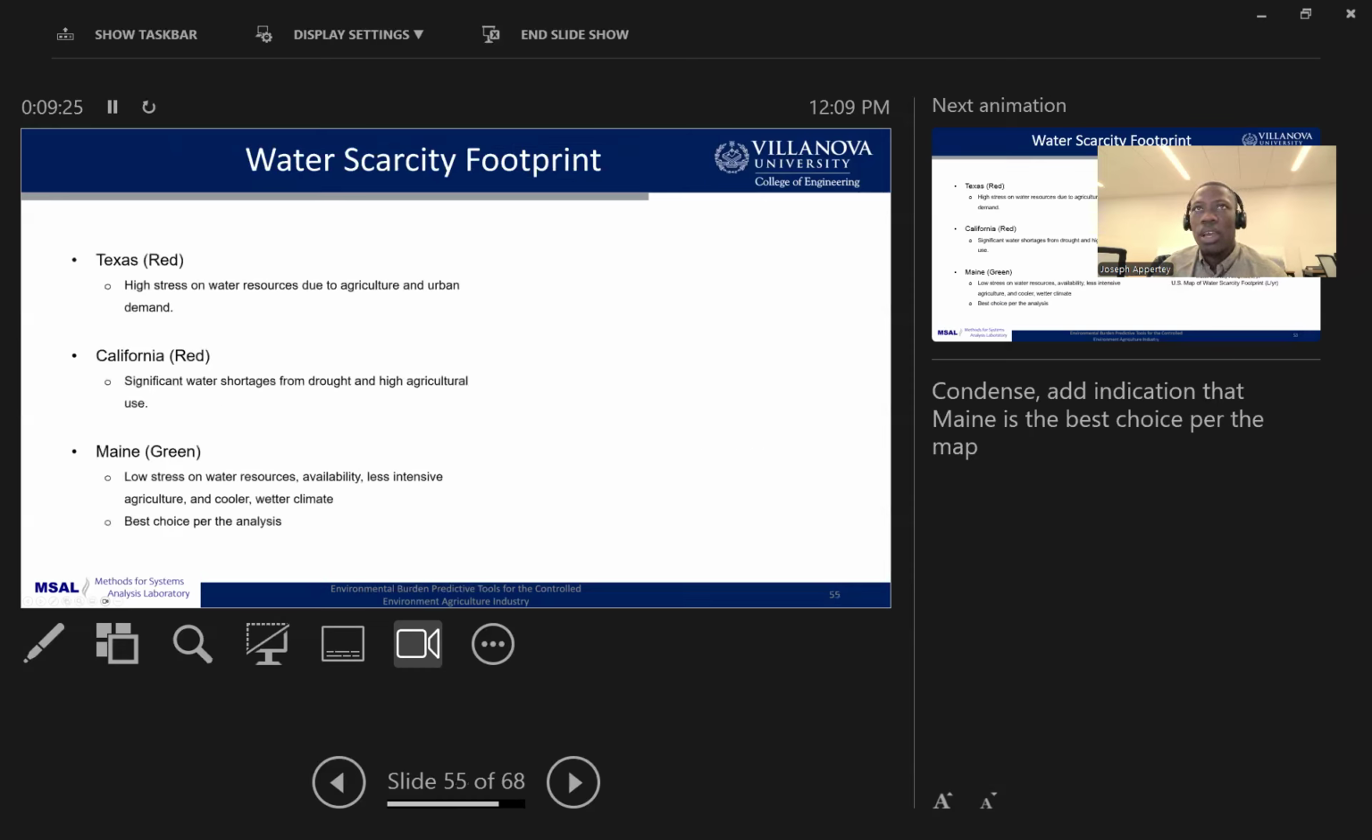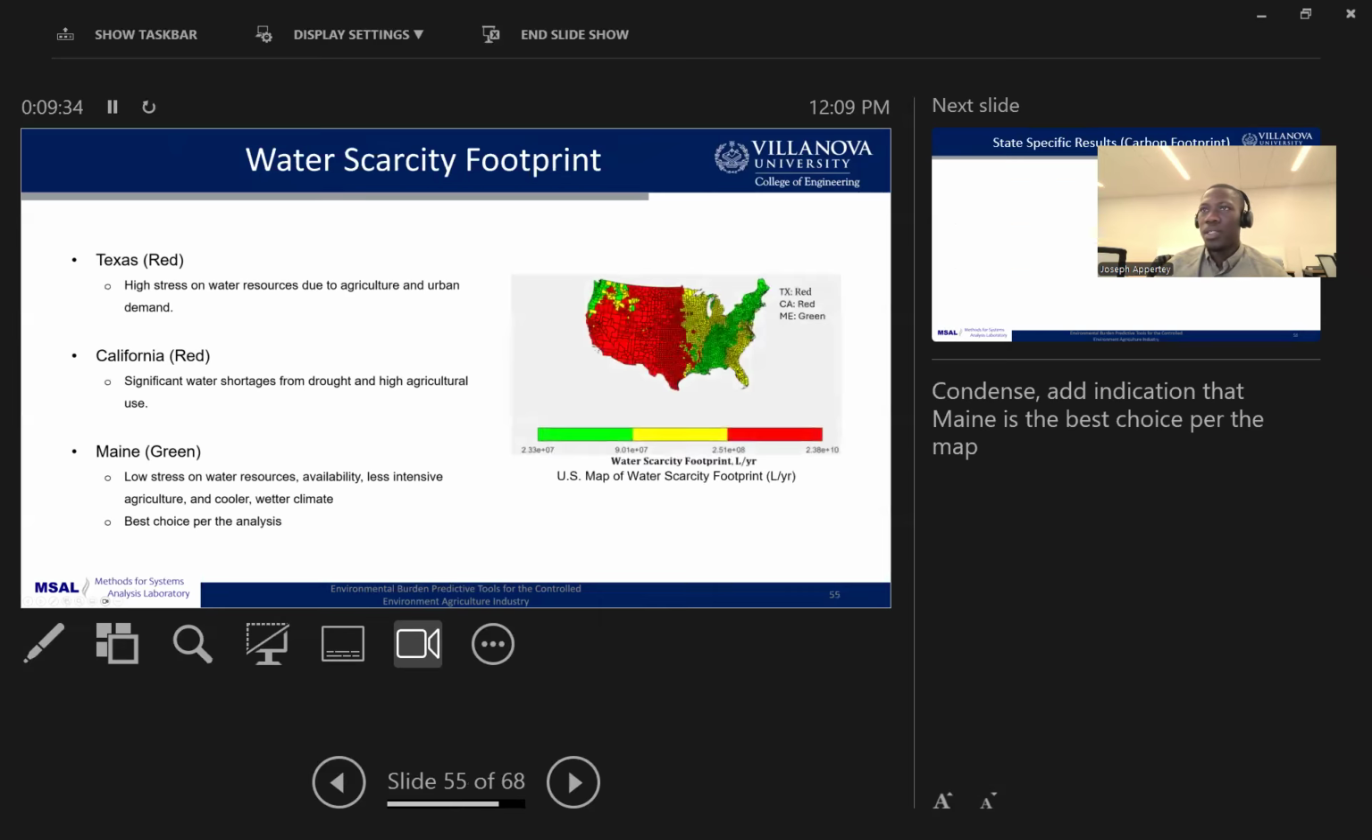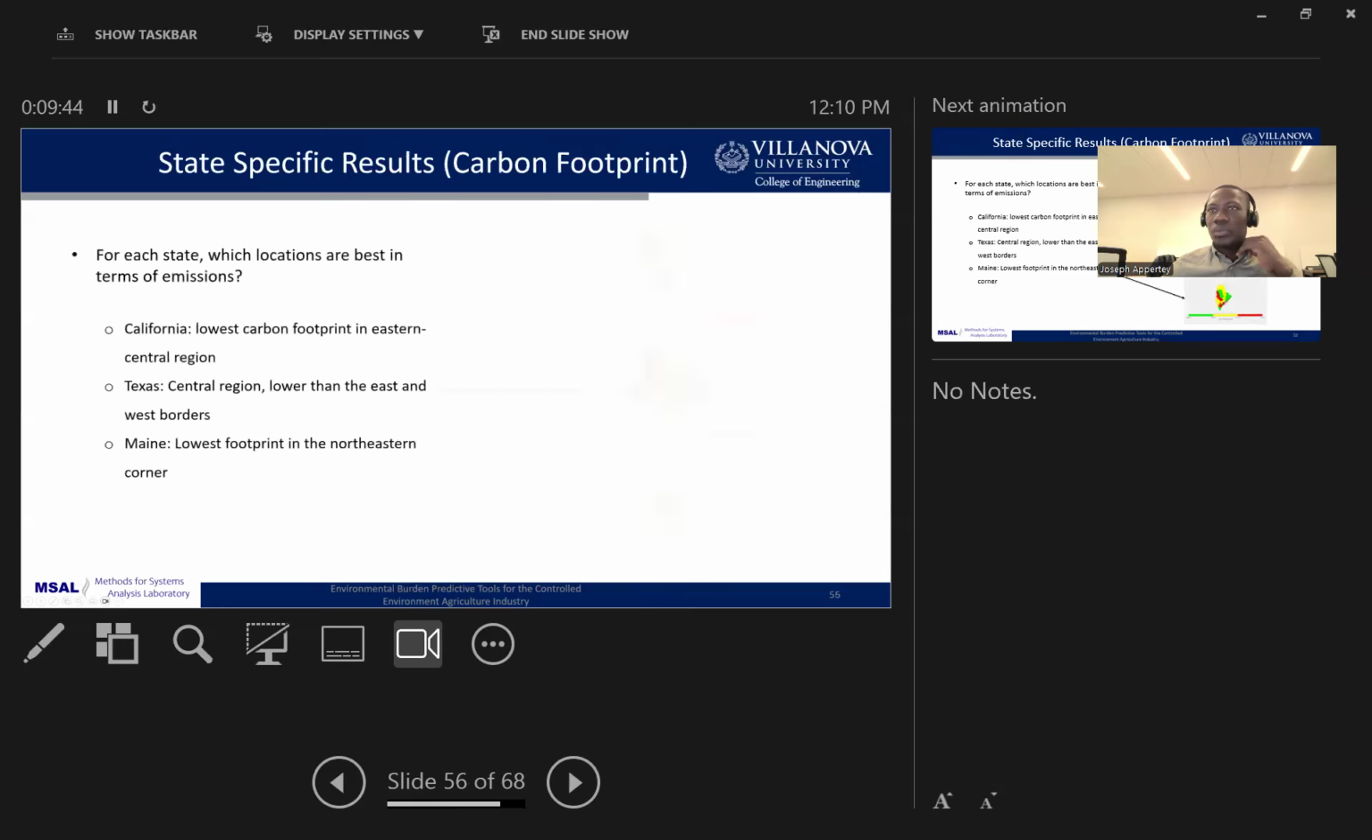So we have Texas for the water scarcity footprint in red, California in red, and then also Maine in green. So based on this, we can finalize that Maine will be an ideal location for us to locate our CEA facility from Scott County.